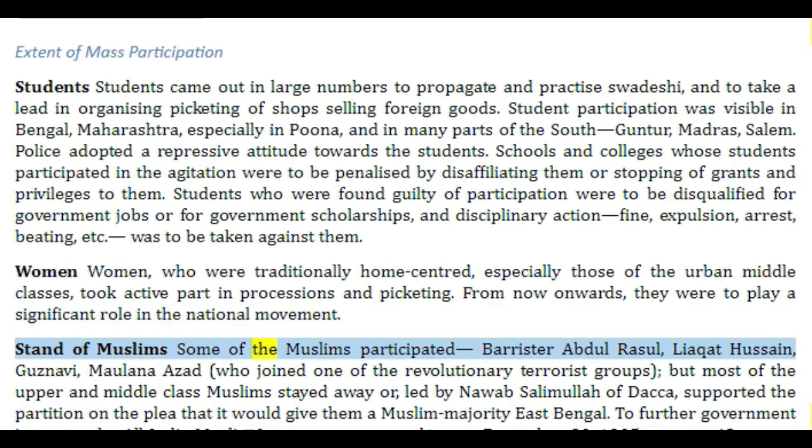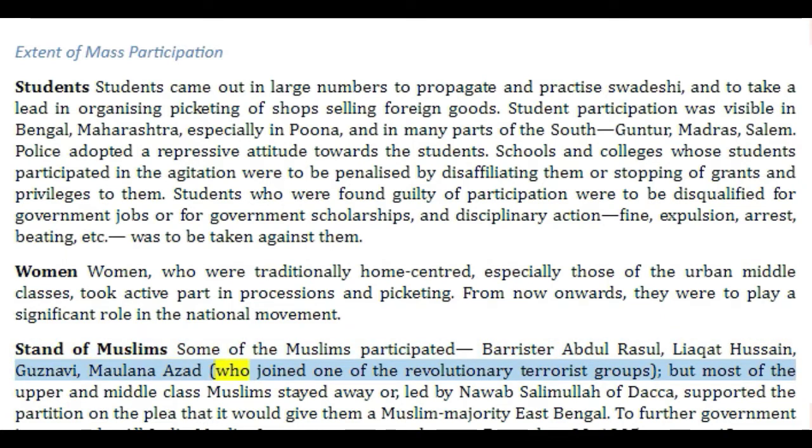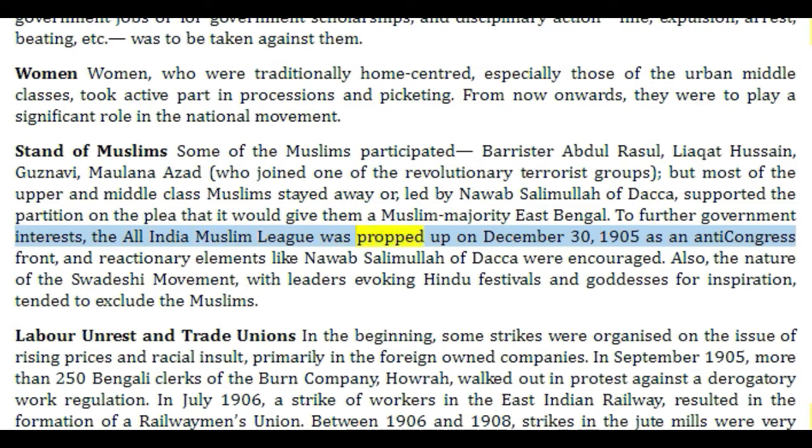Stand of Muslims. Some of the Muslims participated: Barrister Abdul Rasool, Liaquat Hussain, Ghaznavi, Maulana Azad, who joined one of the revolutionary terrorist groups, but most of the upper and middle-class Muslims stayed away or, led by Nawab Salimullah of Dhaka, supported the partition on the plea that it would give them a Muslim-majority East Bengal. To further government interests, the All India Muslim League was propped up on 30th December 1905 as an anti-Congress front, and reactionary elements like Nawab Salimullah of Dhaka were encouraged. Also, the nature of the Swadeshi movement, with leaders evoking Hindu festivals and goddesses for inspiration, tended to exclude the Muslims.